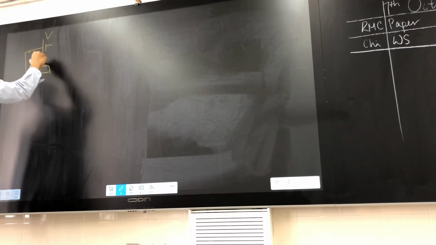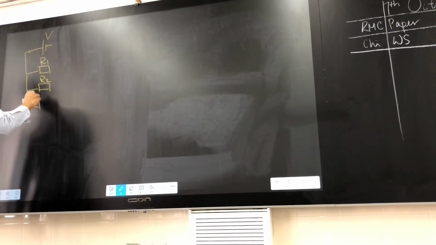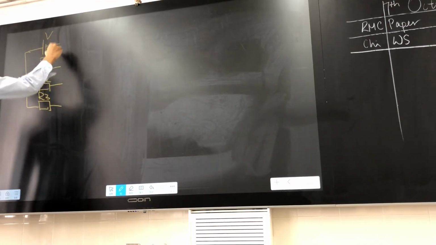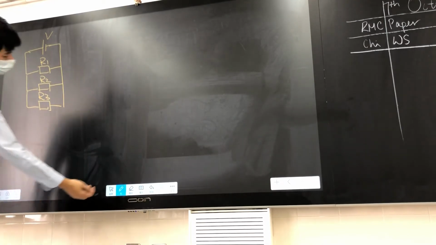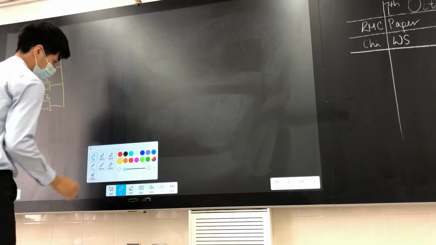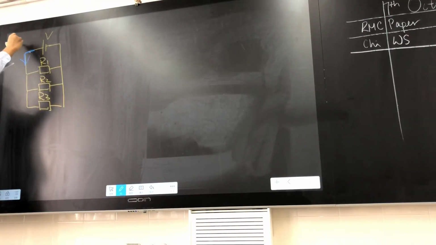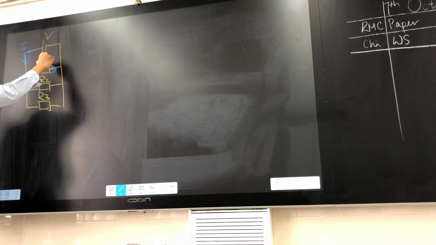So we have R1, R2, R3. So the current flowing out is I. The current passing through is I1.